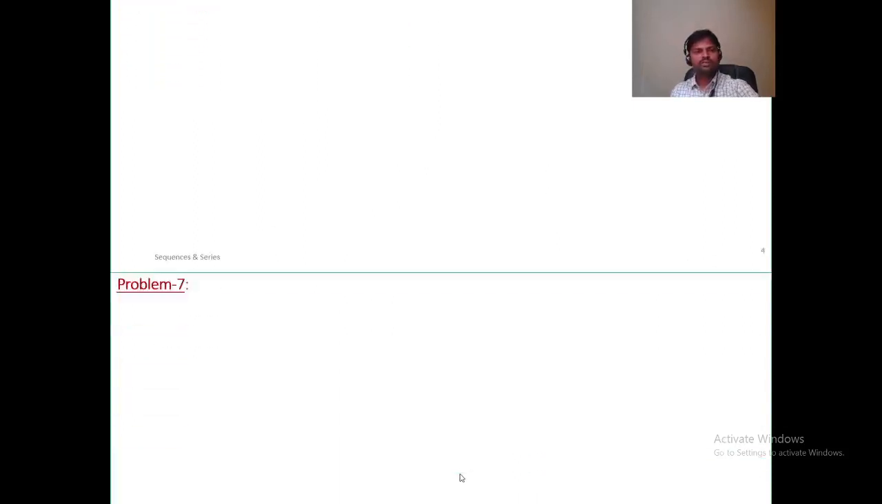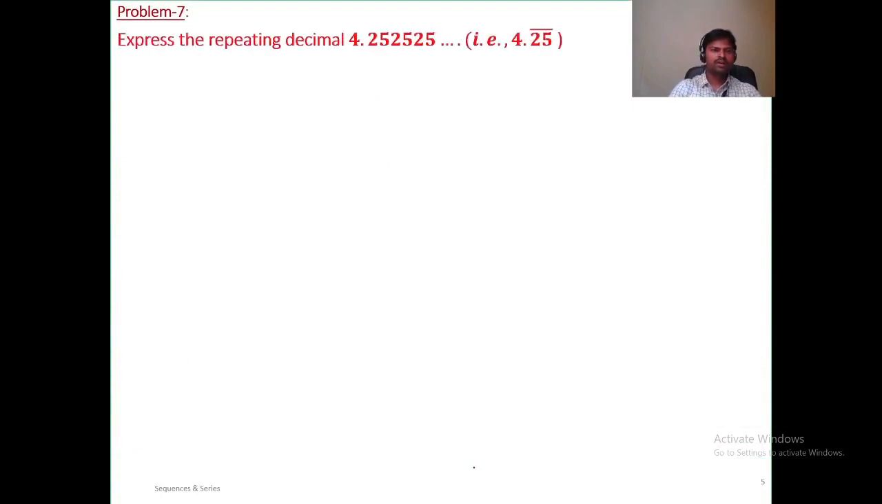Okay, next one. Problem number 7, continuation. Express the repeating decimal 4.252525, that means 4.25 whole bar, 25 is repeating, as a rational number. You have seen these problems in 10th class: let's say x is equal to this number, and next 100 into x is equal to 425.2525, then subtract both, you will get that. That is a different method. But I want to attack the same problem by using the concept of series.